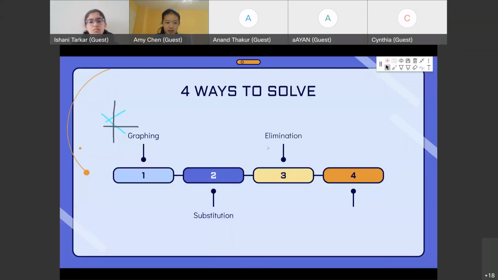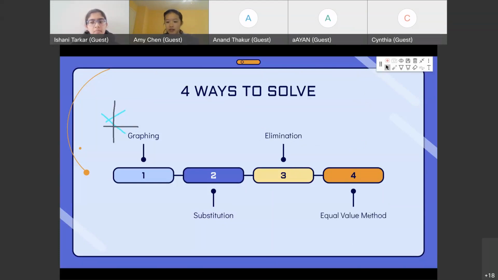The third way is called elimination. And this way is interesting. Basically, for this way, you either add or subtract the equations from each other, and that makes one of the variables disappear, because then you just have one equation with one variable, and hopefully you can do that. So elimination just gets rid of one of the variables when you subtract or add an equation.